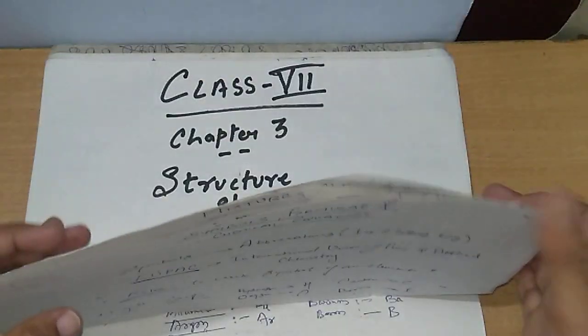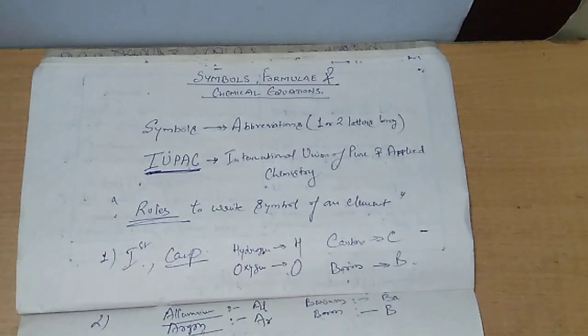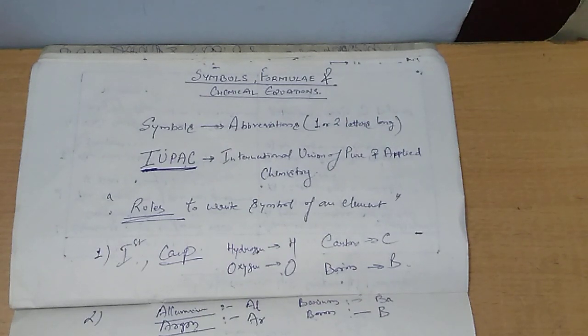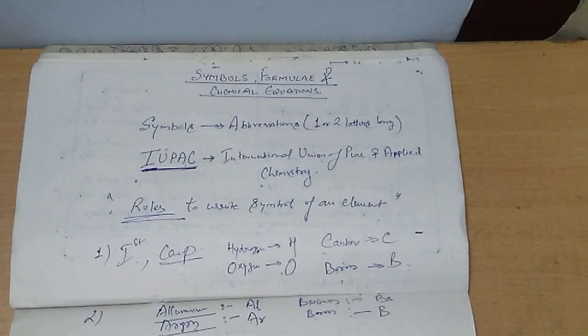So basically what is the difference between all three: symbols, formulas and chemical equations? Symbols are basically the representation of elements. Clear? Formulas are basically the representation of compounds, and the reaction through which elements are converted into compounds, or the reaction between different compounds, or compounds and elements, will be represented with the help of a chemical equation. So let us see what symbols are first of all.